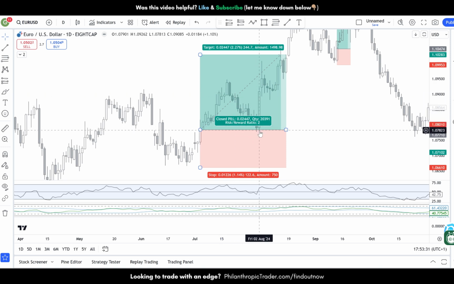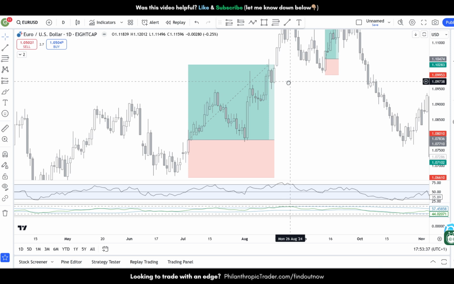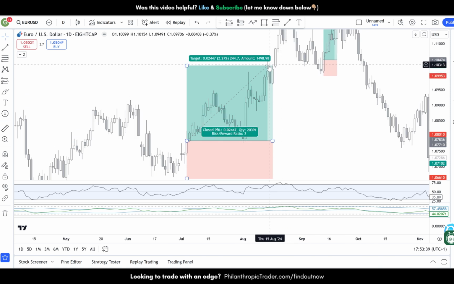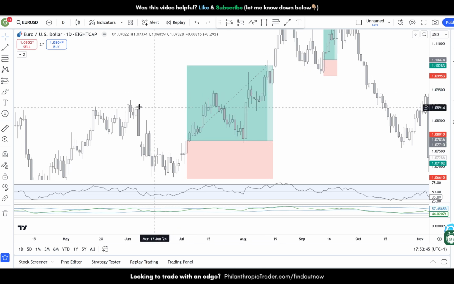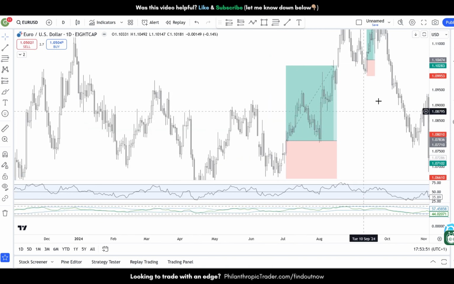We're still here, a little bit of drawdown, but that's a few pips. And then from this moment, it goes to the upside and we get out of the trade here. And then we made 2 times our risk, right? So yeah, you can use TradingView to play around with the risk reward ratio trading.